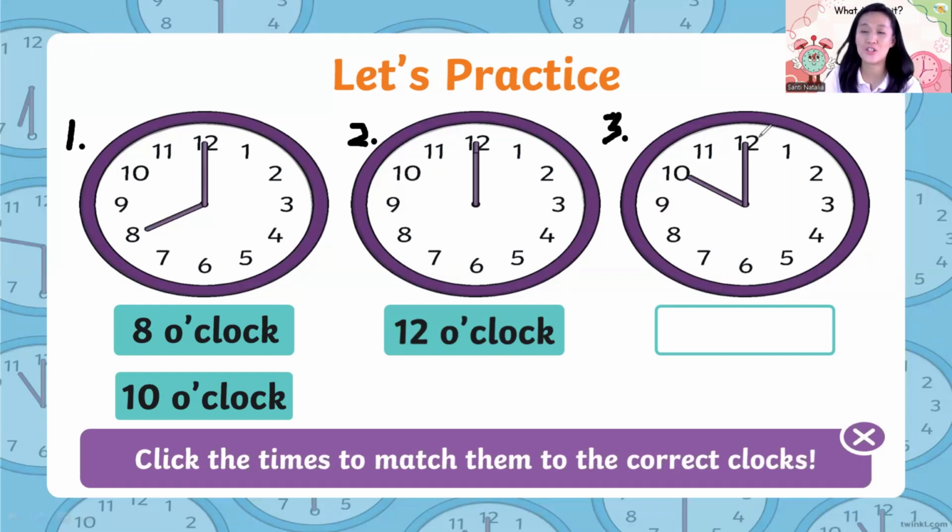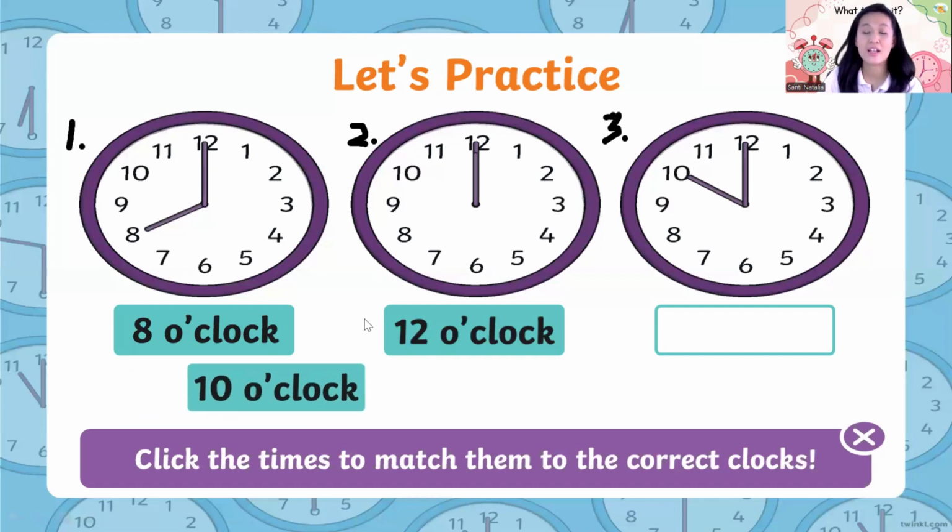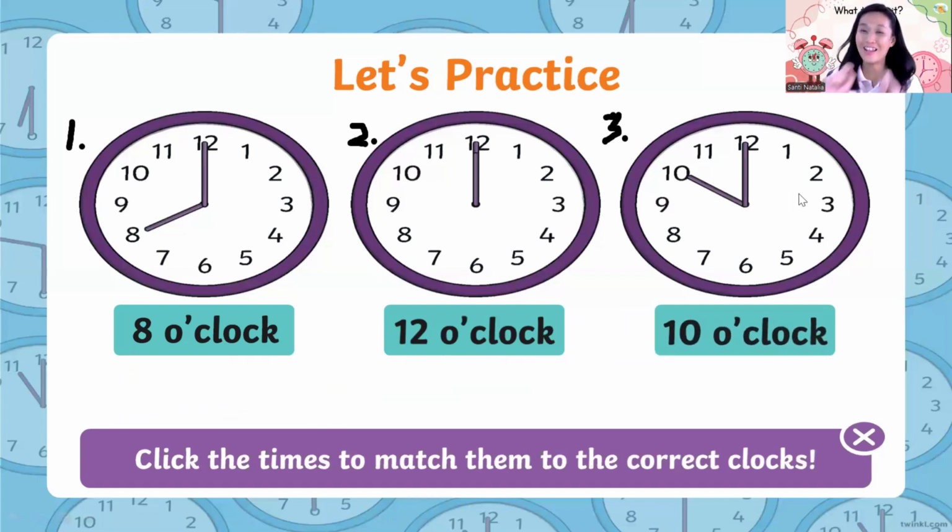Okay, number 3. What time is it? Check the short hand. The short hand points to 10 and the long hand points to 12. So what time is it? It's 10 o'clock. That's good. Thank you for trying, children.